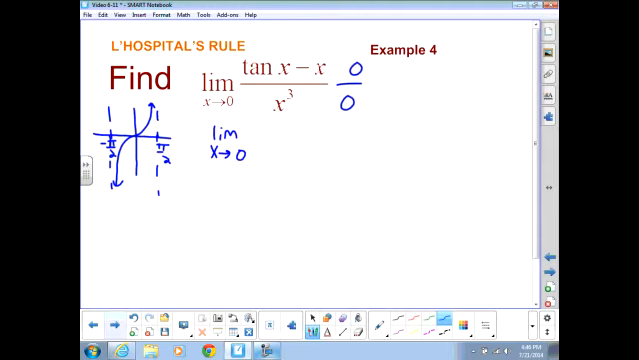The derivative of tan is secant squared. Derivative of x is 1, so we'll have secant squared x minus 1 all over 3x squared.